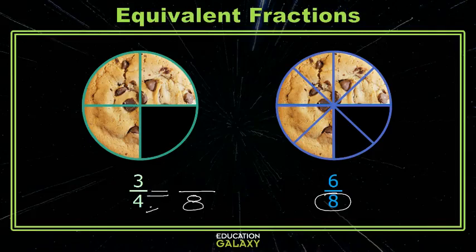So I could multiply this 4 by a 2. Remember, what we're really doing is multiplying by 2 over 2. So we end up with 6/8, and you can see it's equivalent to 3/4.